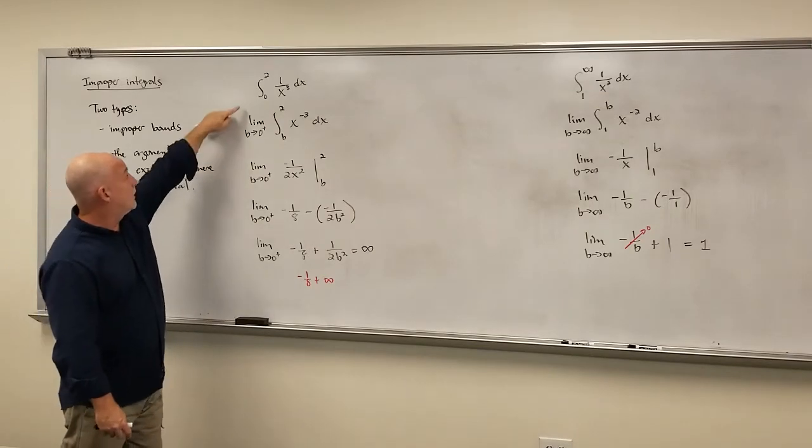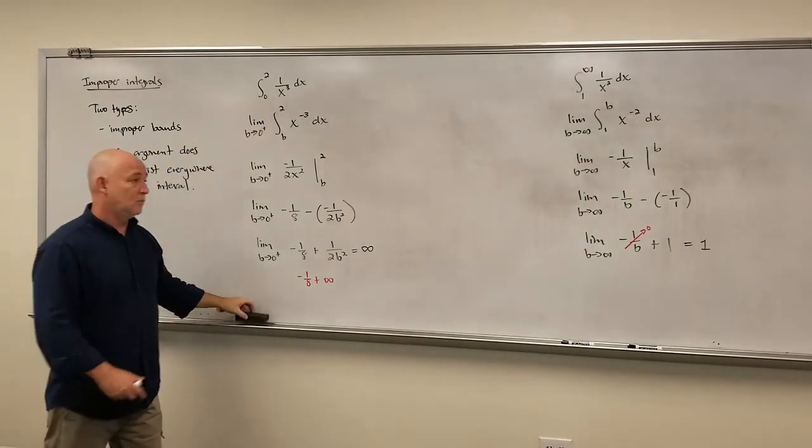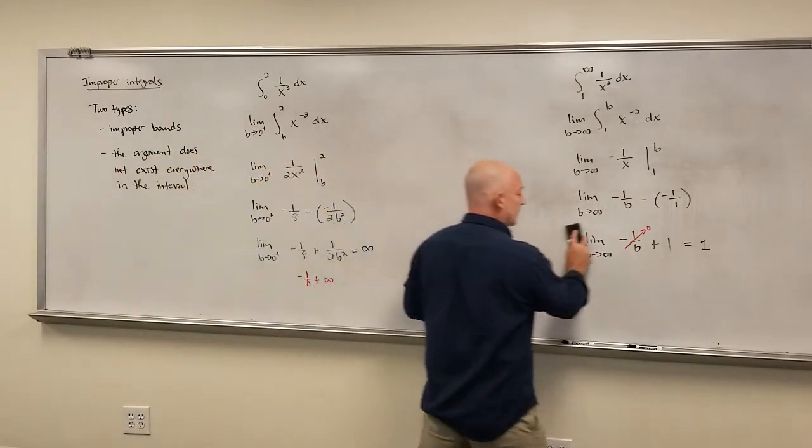So in this case, we had a bound where the function did not exist. Now, I'm going to take a look at this real quick.